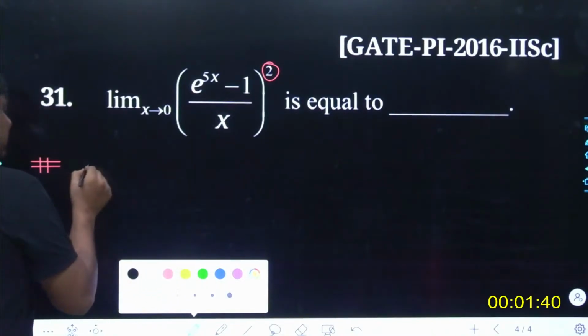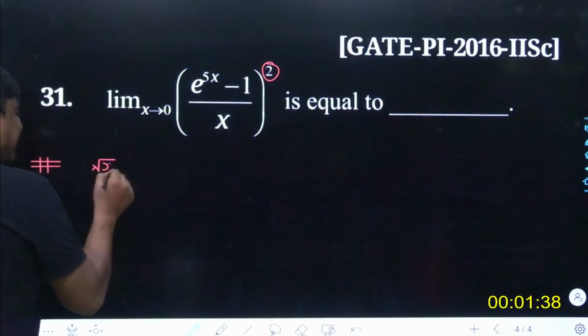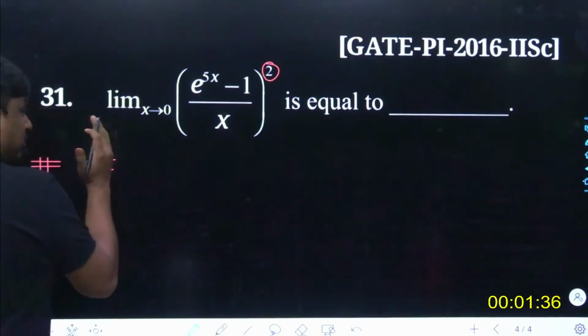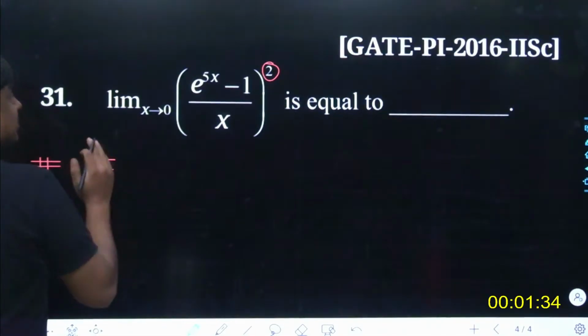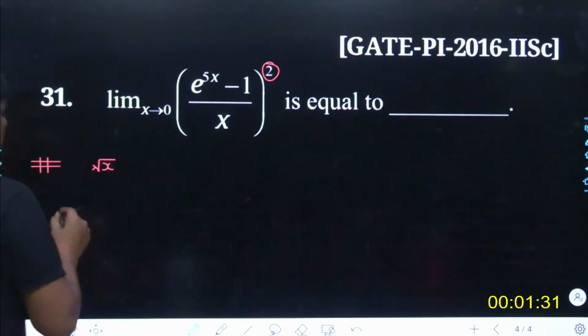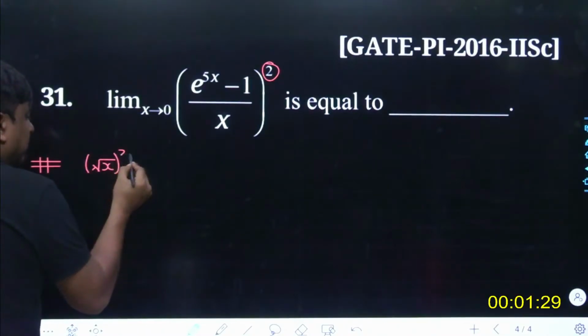Even sometimes you will see root over x is not continuous in the entire region of x. From x equals 0 minus onwards, it becomes complex, or I can say at x equals 0, it is discontinuous. But its square will make it continuous.